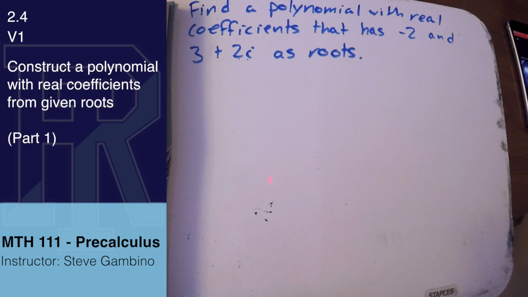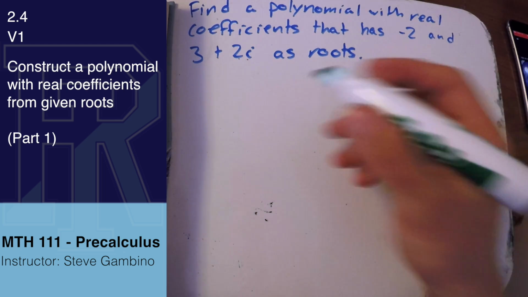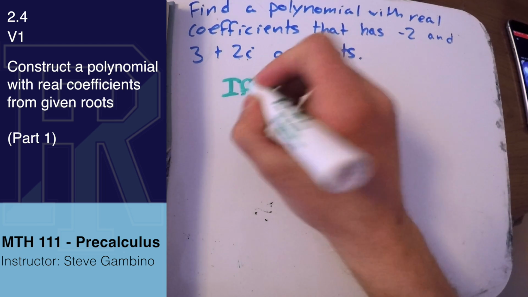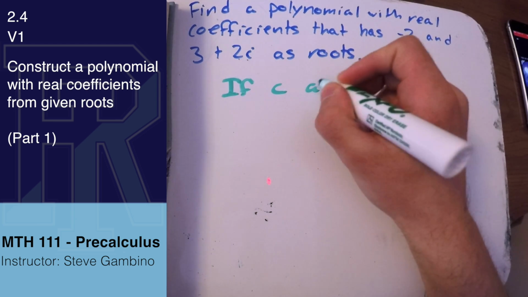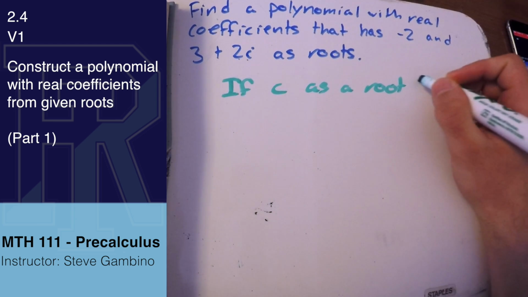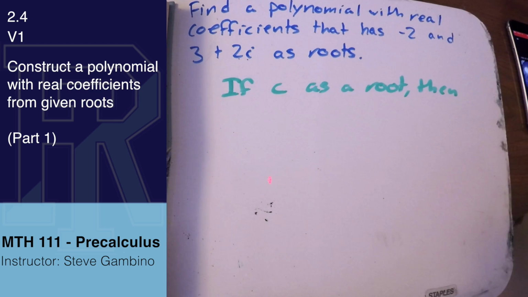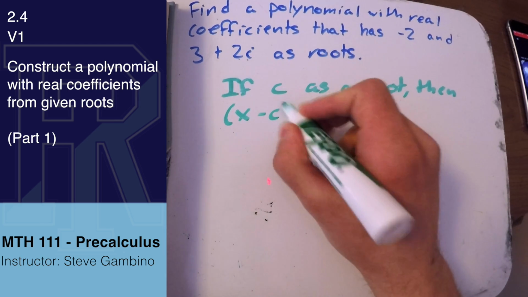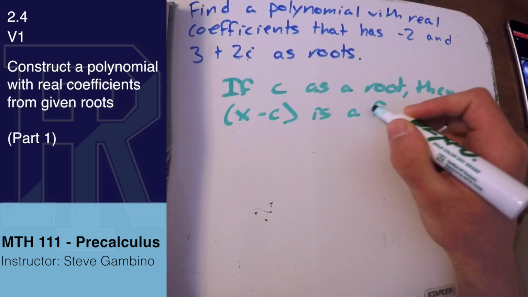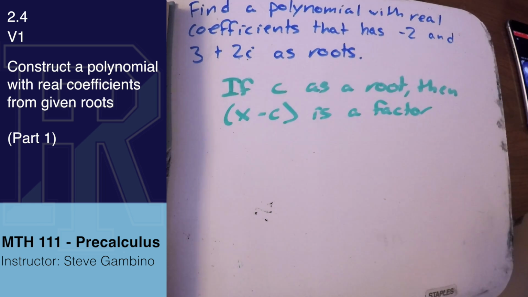So we need to construct a polynomial with real coefficients that has -2 and 3 plus 2i as roots. There's a couple things that we need to know in order to do this. The first is that for a polynomial, if we have some number c as a root, then we know that corresponds to its factor x minus c. So if c is a root, then x minus c is a factor of the polynomial. And that's going to be really important and really helpful for us.